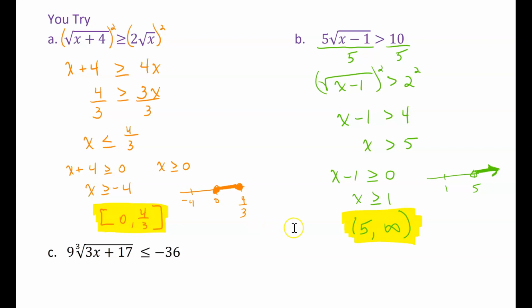Okay, and then in part B, we find that x is greater than 5, and again, I just double check my domain. X minus 1 is greater than or equal to 0, so x has to be at least 1, and so as long as we're greater than 5, we will satisfy the condition of x greater than or equal to 1, and so the solution to that one is 5 to infinity.